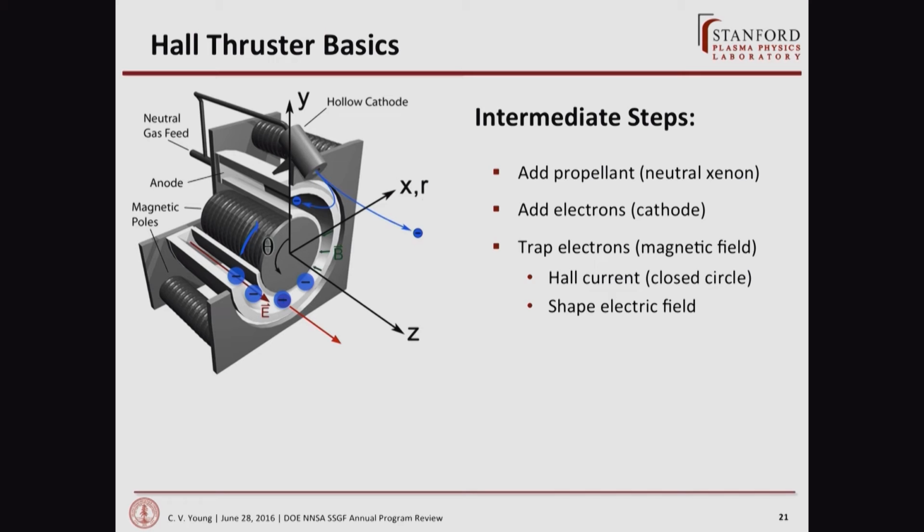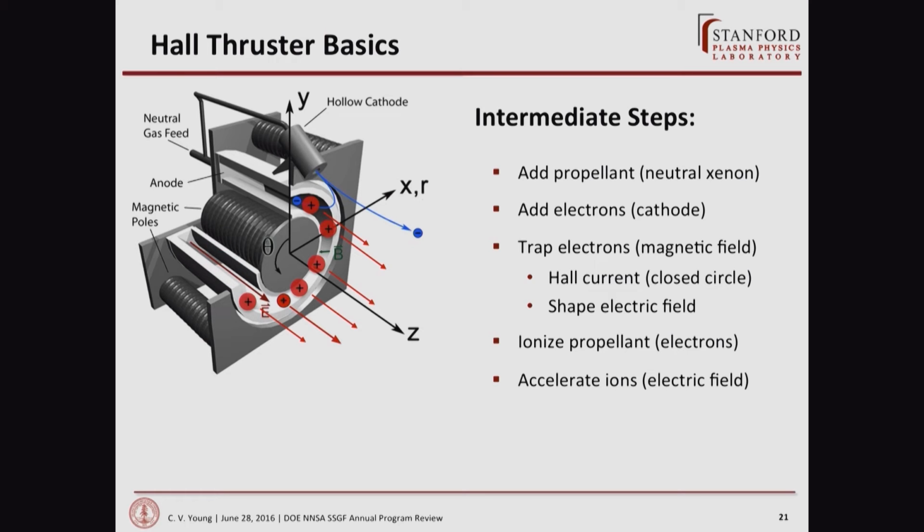So there's a radial magnetic field that traps the electrons in closed drifts. You tune that with an electromagnet to get a nice closed drift as the electrons go around. That both shapes the electric field and ionizes the propellant when a passing neutral comes by and gets smacked by one of these electrons. Once you make the ions, those get accelerated away by the primarily axial electric field.